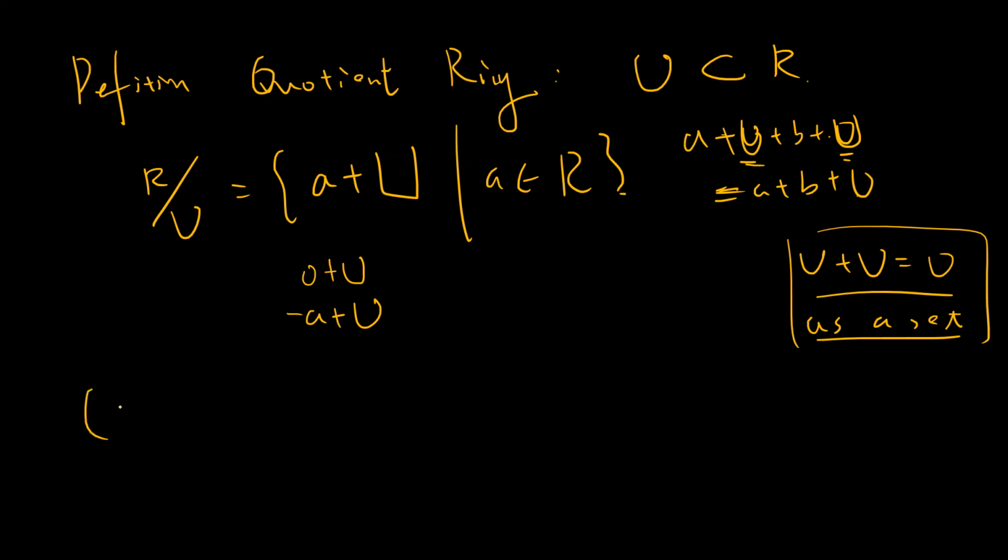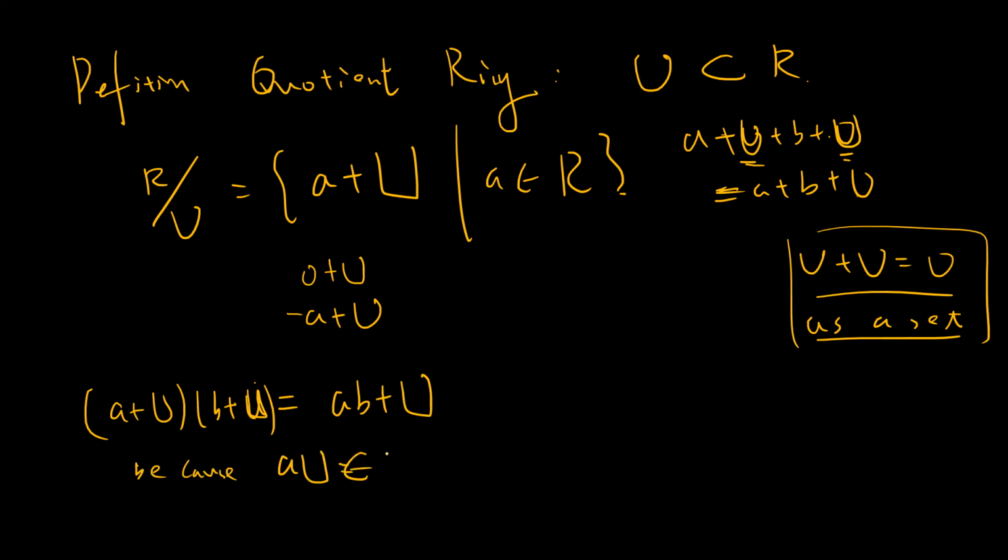The multiplication is just (a plus U)(b plus U) equals ab plus U. This works because aU falls inside U and bU falls inside U, and U squared is a subset of U. So as a set, you finally get ab plus U, which means multiplication also works. So R modulo U becomes a quotient ring.